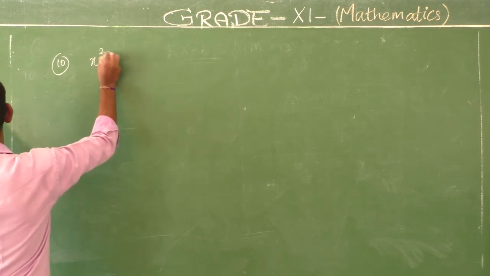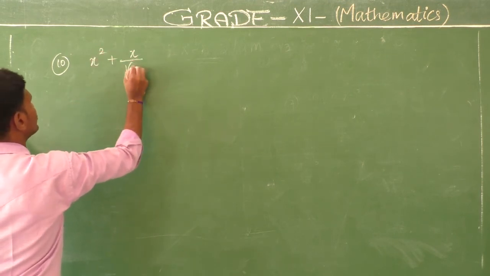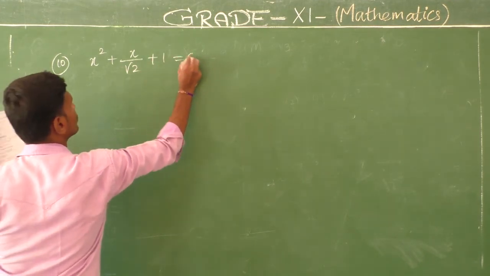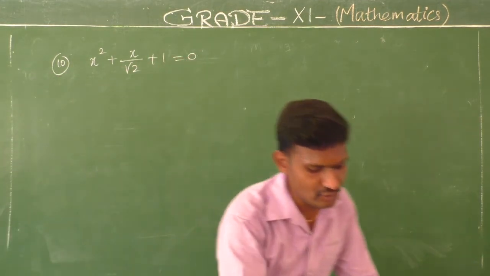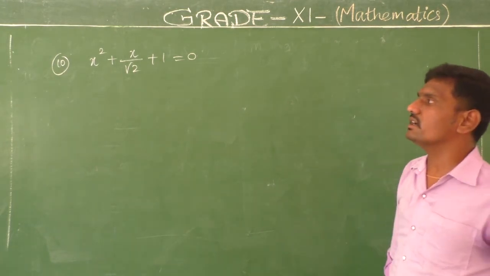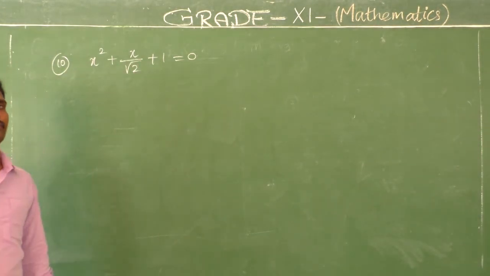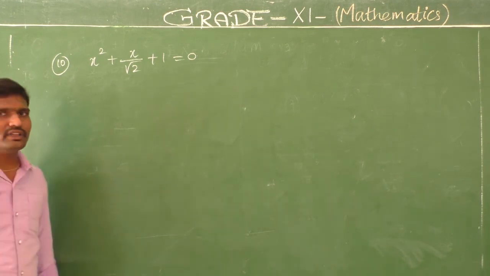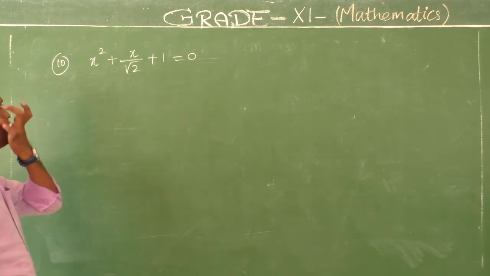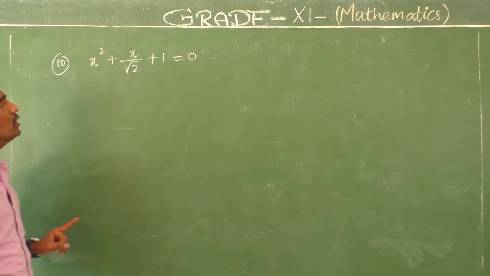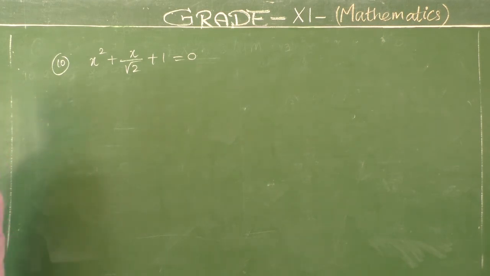Why? Because of x square plus x by 2 root 2 plus 1 equal to 0. So listen, students, this is different. Why? Because you have the denominator in irrational format. Okay, so you have two types of this. First one is take a equal to 1, b equal to 1 by root 2 and c equal to 1. So that is one model.